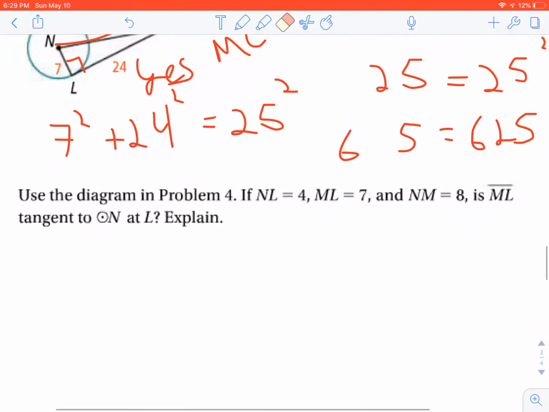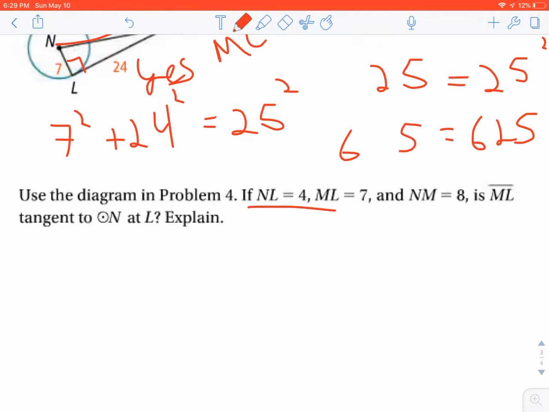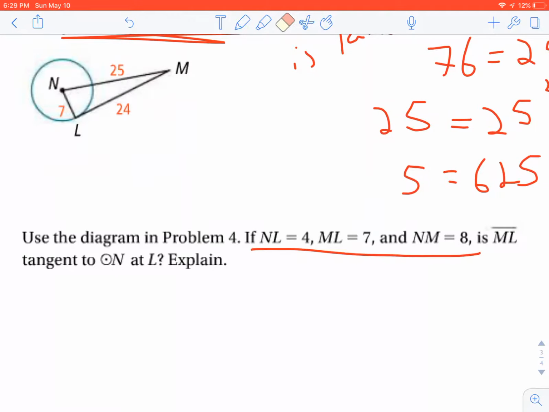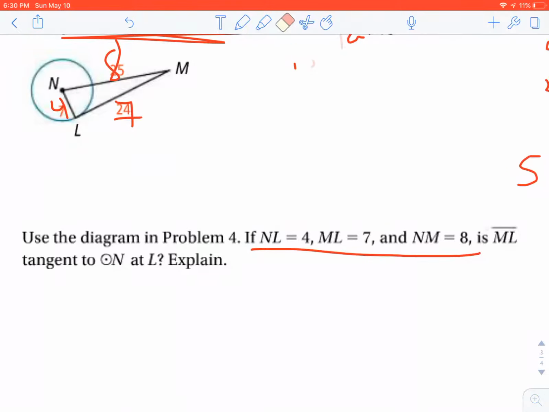Take a minute, pause the video, try the next example on your own. Keep in mind before you pause that they're using the exact same picture with new measurements. So you can erase this stuff and change your measurements for L, this would be 4, ML to be 7, and this to be 8. So pause it, try it, check your work.